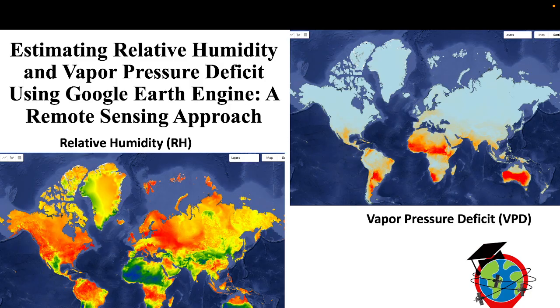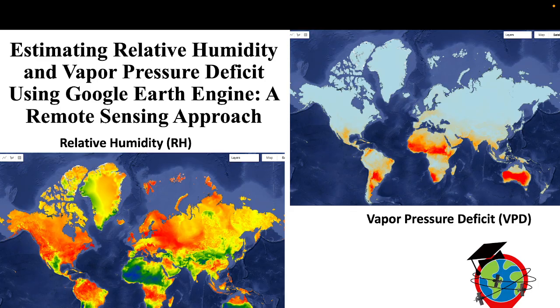Today I will discuss a very important topic, mainly how we can easily estimate relative humidity and vapor pressure deficit using Google Earth Engine, a remote sensing approach. I will try to explain everything. I hope that after completing this tutorial, you are able to compute relative humidity and also vapor pressure deficit.